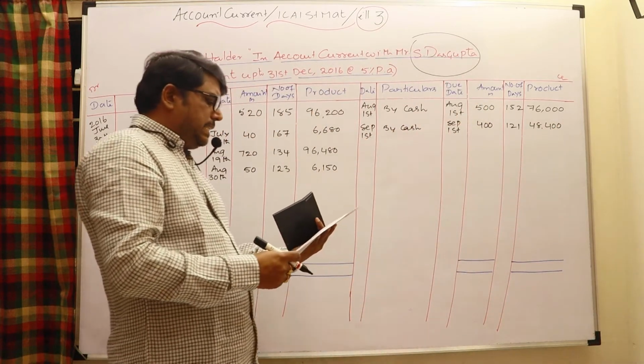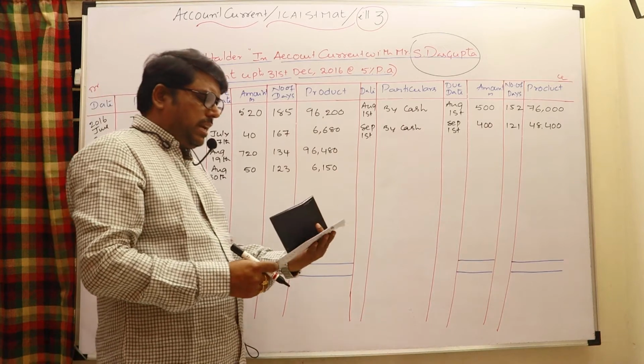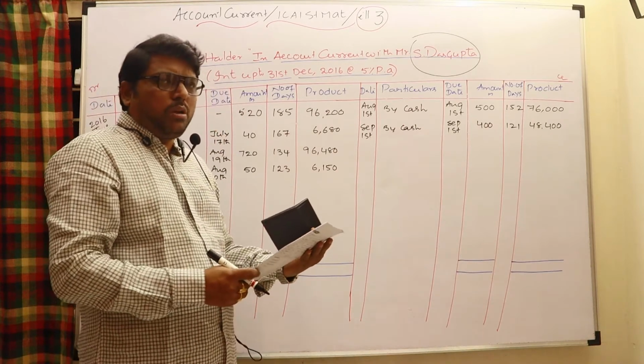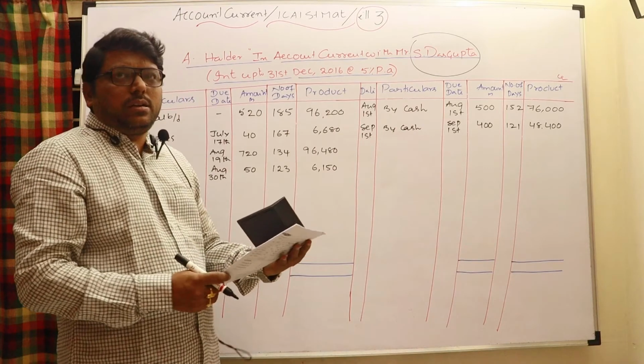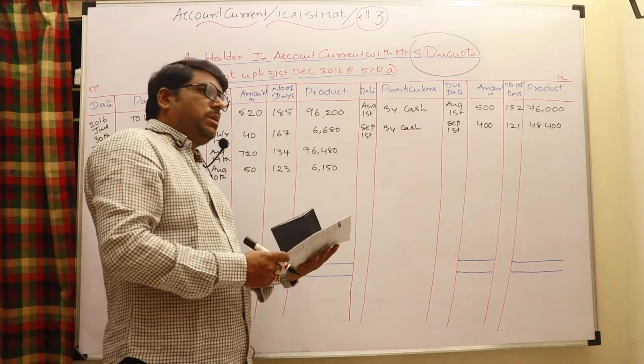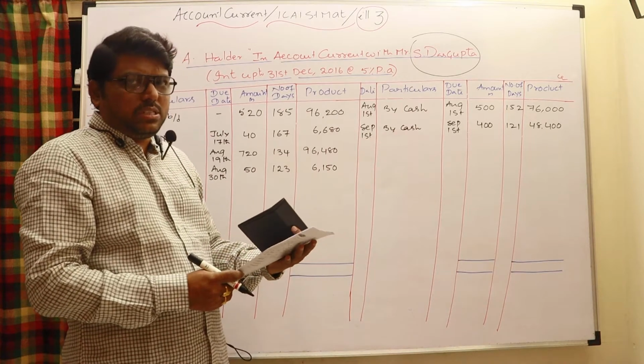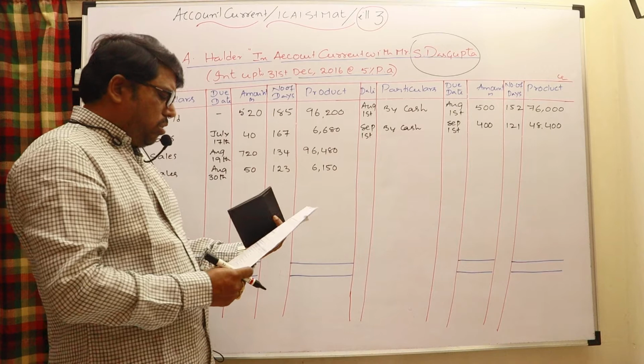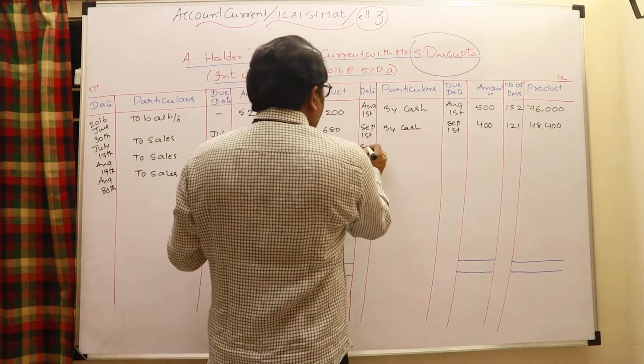48,400. Next, again September 1st, a holder accepted Das Gupta's bill. Means Das Gupta, we have drawn a bill that is accepted by the holder. We have drawn that bill, accepted by the holder, means that is our bills receivable. Entry: bills receivable account debit to holder account. In the holder by bills receivable, September 1st.